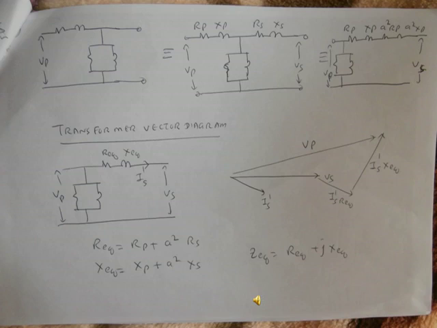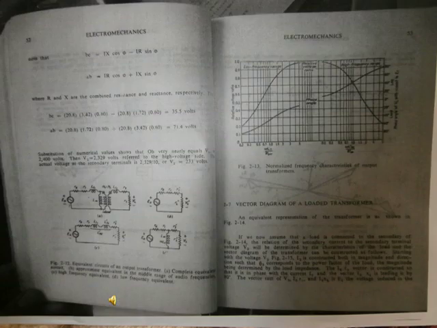Then we're talking about the electromechanics. In the electromechanics, we see the figure 2.12. This is the equivalent circuit of the output transformer. A is a complete equivalent circuit. B is an approximate equivalent circuit of the middle range of the audio frequency. C is the high frequency equivalent. And D is the low frequency equivalent.